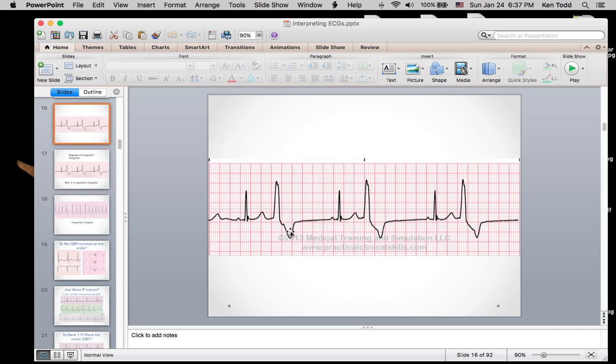This just looks like a great big mess. But then I have another one that looks normal here and another one that looks normal here. But these are definitely weird. But it's repeating. I have a normal one, a weird one, a normal one, a weird one, a normal one, a weird one. So I would say that is regularly irregular.